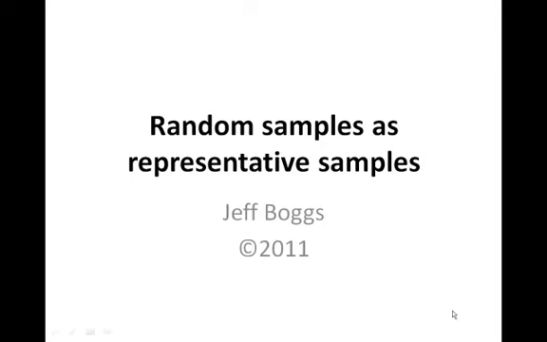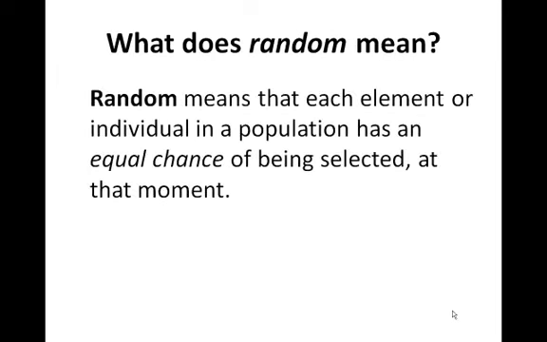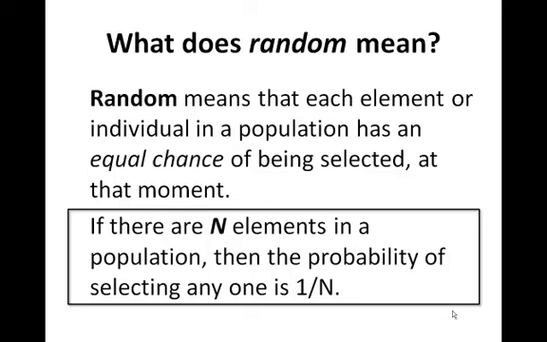Samples as representative samples. Hi, in this lecture we discuss why random samples tend to be representative samples. First, let's revisit what we mean by random and random sample. Random means that each element in a population has an equal chance of being selected at that moment. If there are some number, for instance n elements in a population, then the probability of selecting any one is 1 over n, so long as the selection process is random. This only holds if this selection process is random, if we're using random sampling.